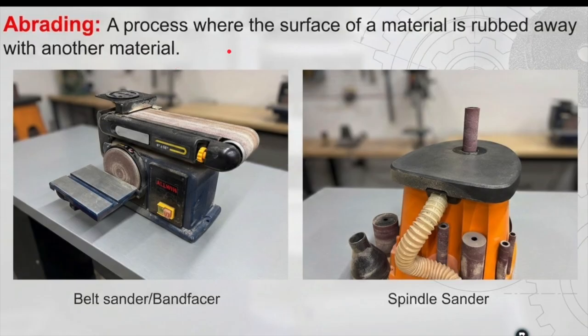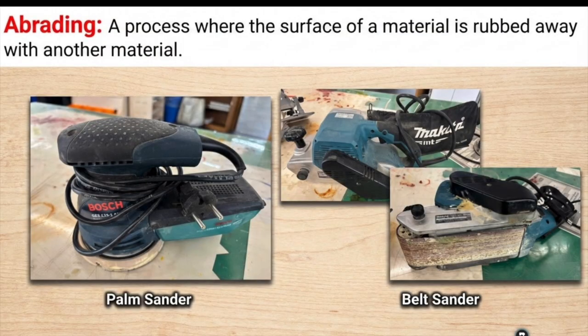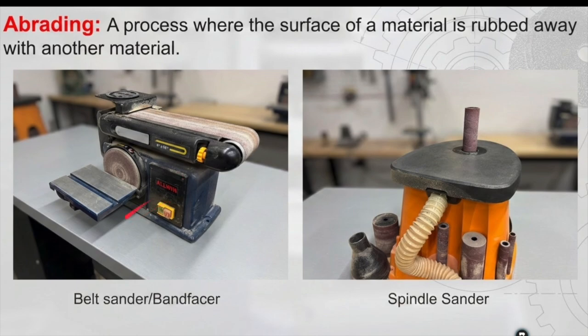Abrading is a process where the surface of a material is rubbed away with another material. So for instance, you can see on this belt sander, or sometimes in the UK, they're called band facers. This has sandpaper on it, and that sandpaper will be moving. In this case, it's a belt, and it will abrade away material from the 3D mass. This is a spindle sander. This is going to spin, and it will also move up and down, and that will abrade away material. These are some other abrasion tools: a palm sander and also a belt sander. This is a handheld belt sander compared to this, which is like a benchtop or a desktop belt sander.